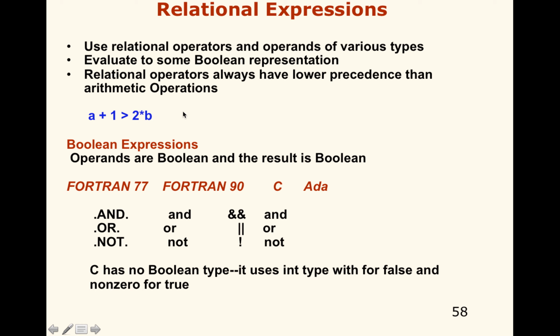Because this is a generic text here. It's not necessarily related to any particular language. But what it's saying is this is going to be evaluated probably first, this is going to be probably second, and this one's going to be third. So it takes on a lower precedence level. And then in the Boolean expressions, the operands are Boolean, and the result is a Boolean.